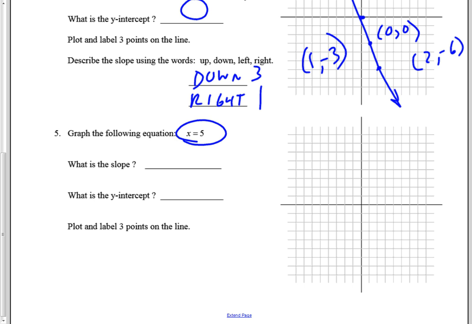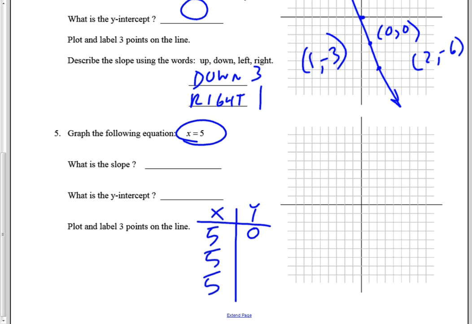What is special about an equation with just x? Yeah, that's like the only one I got. It's telling us that x is always 5. So write down 5 three times.